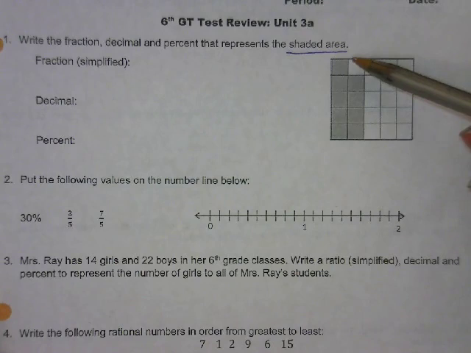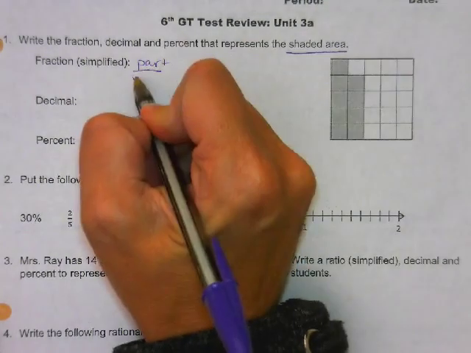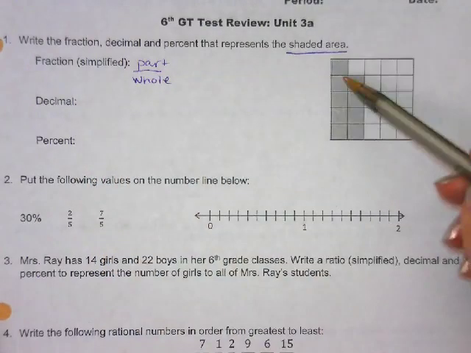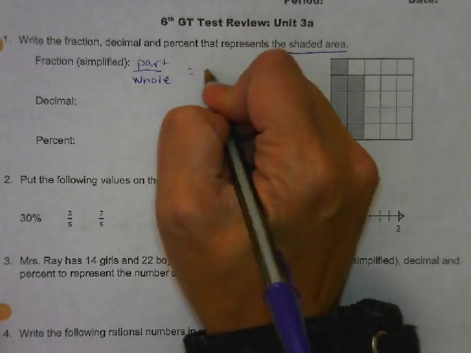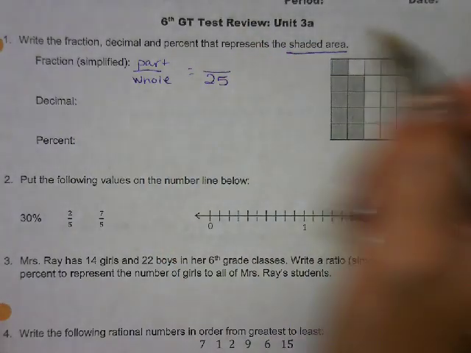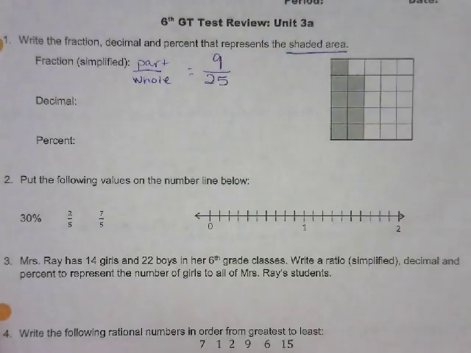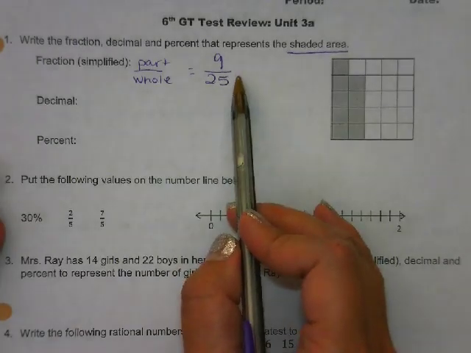So remember, when we write a fraction, it is always a part over whole. So our whole, 1, 2, 3, 4, 5. This is a 5 by 5. So our whole is 25. And I've shaded 5, 6, 7, 8, 9. So 9/25, that does not simplify. If it needed to simplify, we would. So what is 9/25 as a decimal?